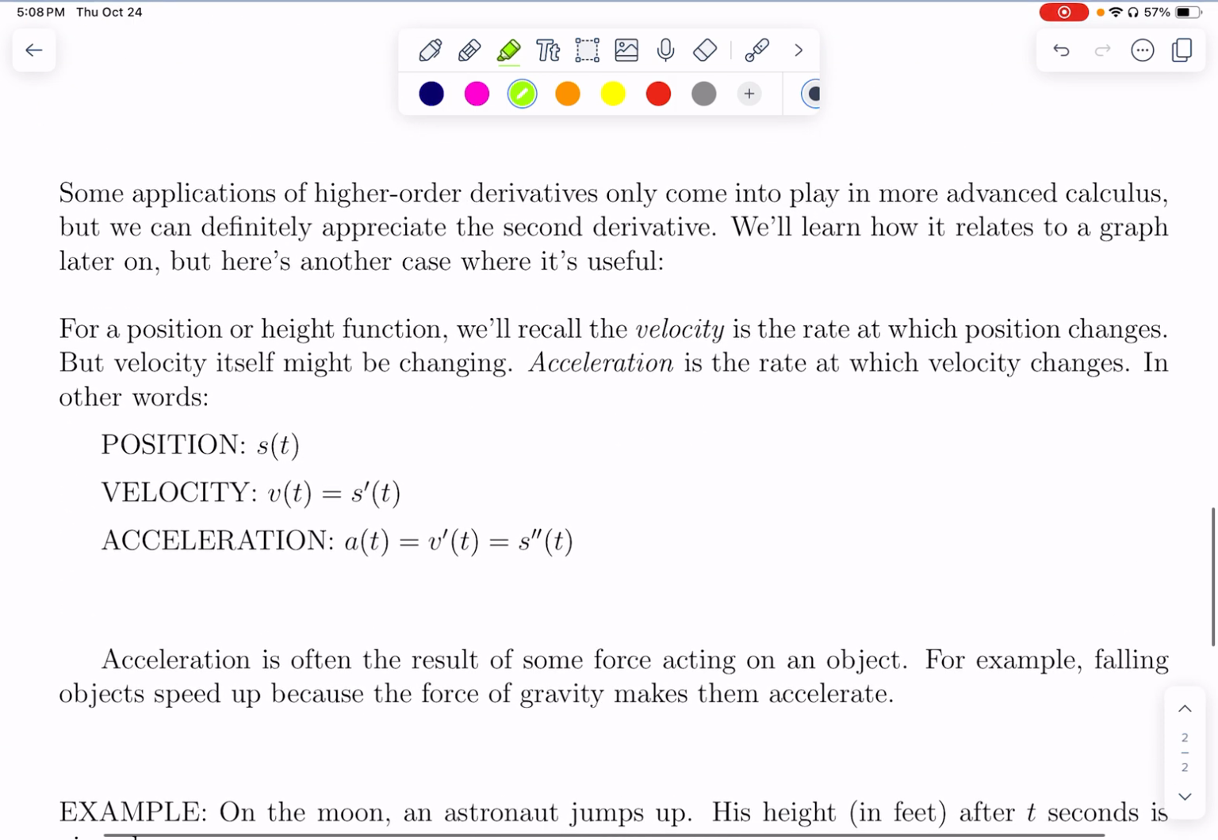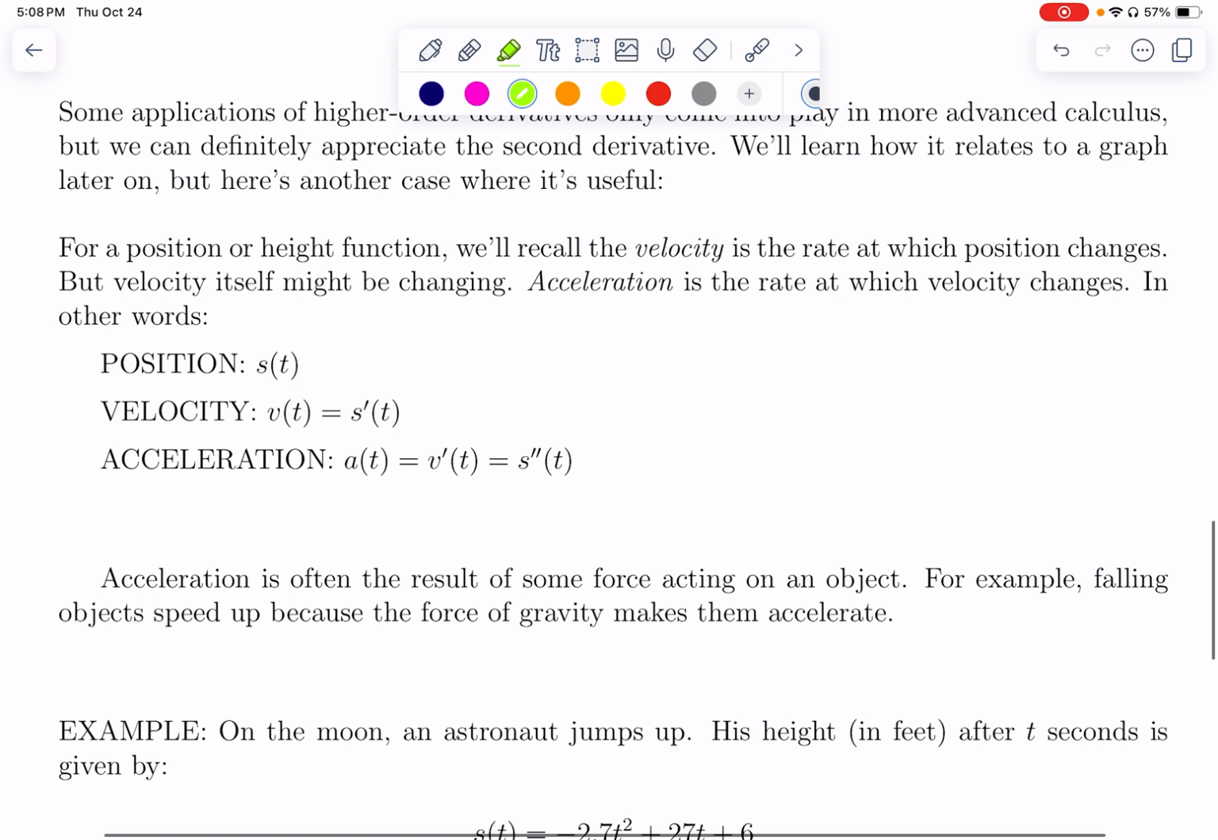Now, in terms of why we care about this, some applications of higher derivatives really only come up in more advanced calculus. But we're going to see some examples in this class, especially of the second derivative. The second derivative is genuinely useful. In the near future, we will talk about how the second derivative is related to things we can see in a graph. But there's another application of second derivative that we'll talk about right away. And it has to do with position, right? Motion problems.